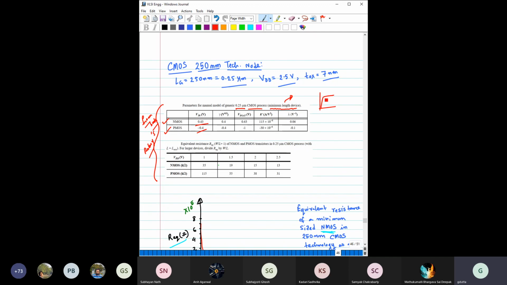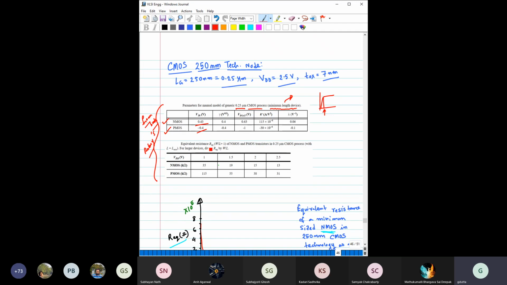This VD sat is this voltage, right? K dash, I hope you also remember. This is the initial part in the technology parameter part, in the equation. Lambda is again the channel length modulation part, right? So the important thing is the threshold voltage. Please do remember the threshold voltages are more or less the same, one positive, one negative, and these are in the range of 0.3, 0.4 to 0.45.